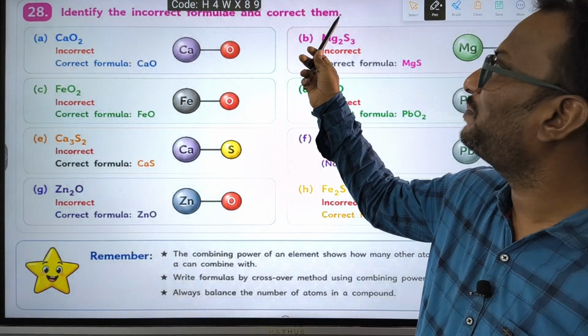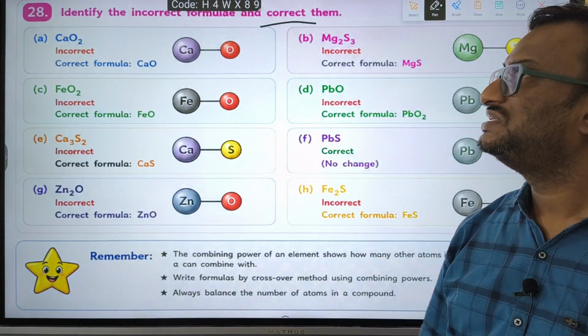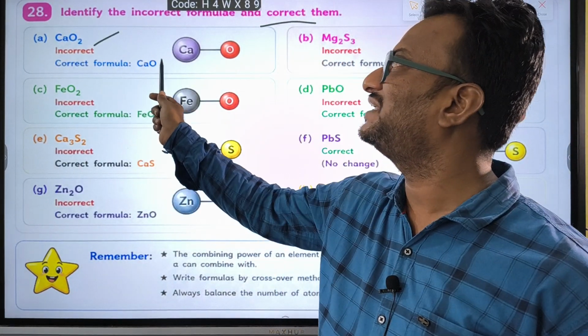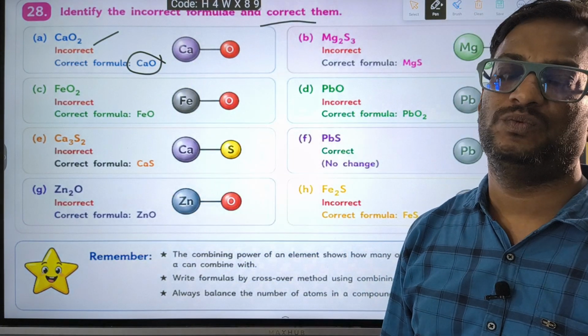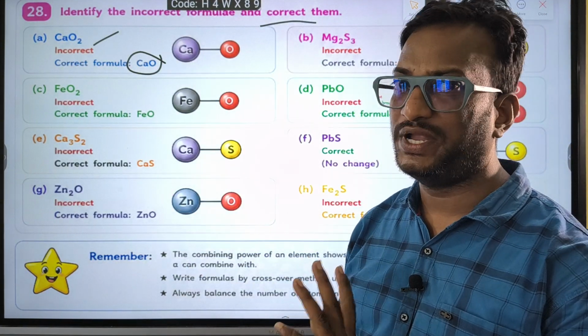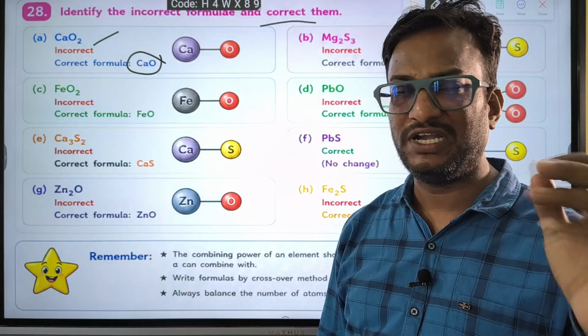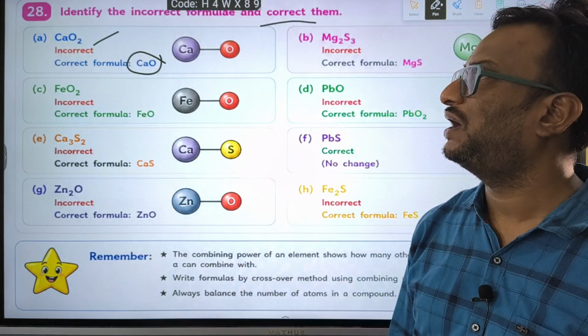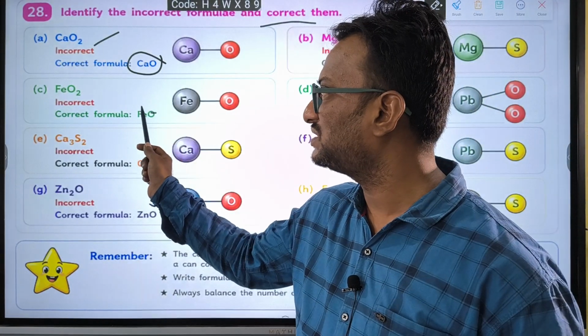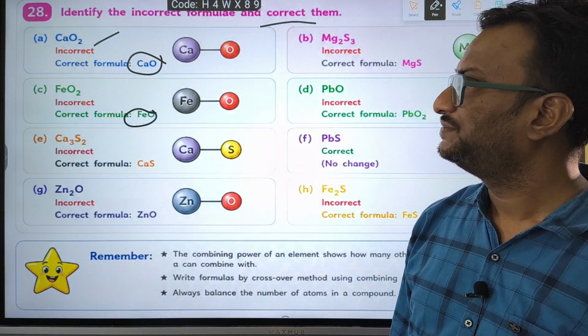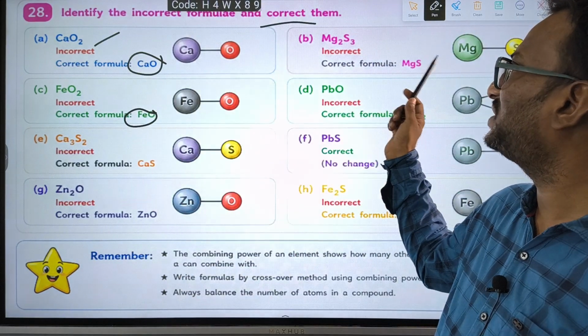Identify the incorrect formulae and correct them. CaO2 is incorrect. It is actually CaO. Up to now, you just know it. In future, I will definitely tell you how to write the formula. FeO2 is the wrong answer. FeO is the right answer. Next, Mg2S3 is wrong.